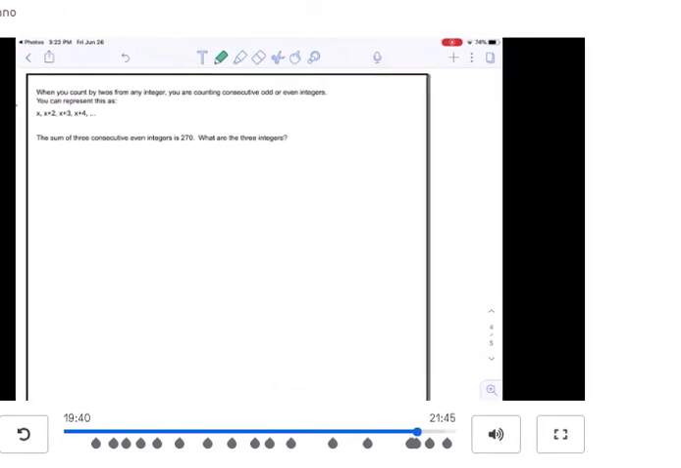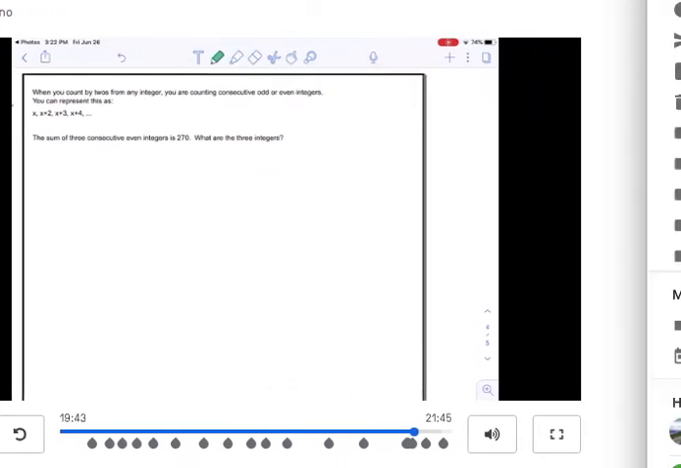Now when you count by twos, you're counting consecutive odd or consecutive even numbers, such as 6, 8, 10. You'll notice here now you're going up by twos, because this is x plus 2, this is x plus 4, then the next one is x plus 6. So the sum of three consecutive even numbers is 270. So I have an even number, then I have the next even number I have to add 2, the next even number I add 4.